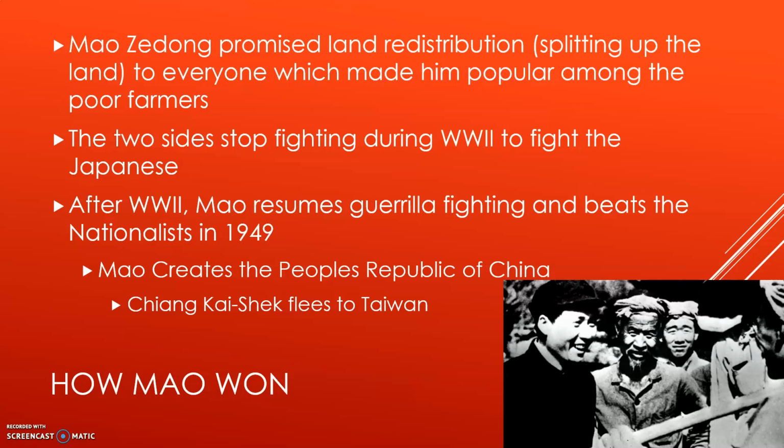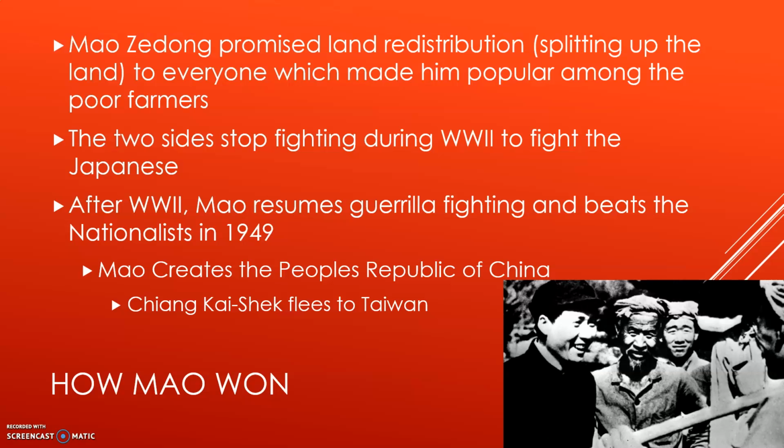After World War II, Mao used guerrilla fighting. Guerrilla fighting is a technique that we've discussed before. And using that guerrilla fighting, he managed to beat the nationalists in 1949. What ended up happening after World War II is that mainland China, the majority of the country, became communist and known as the People's Republic of China.